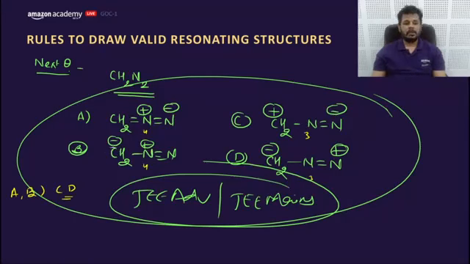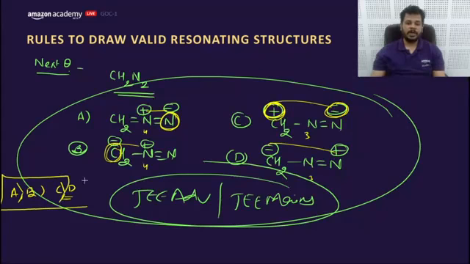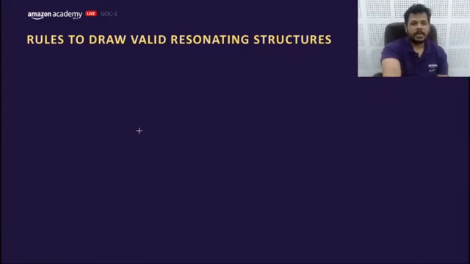Then the next says positive and negative should be closer. It has the same distance, so the rule gets struck out. The last one says negative charge is more stable on nitrogen, not on carbon. That means A is better than B. Negative charge is more stable on nitrogen, positive charge is more stable on carbon. That means C and then D. The answer would be A, B, C, D. So this is the way to answer the stability of resonating structures.